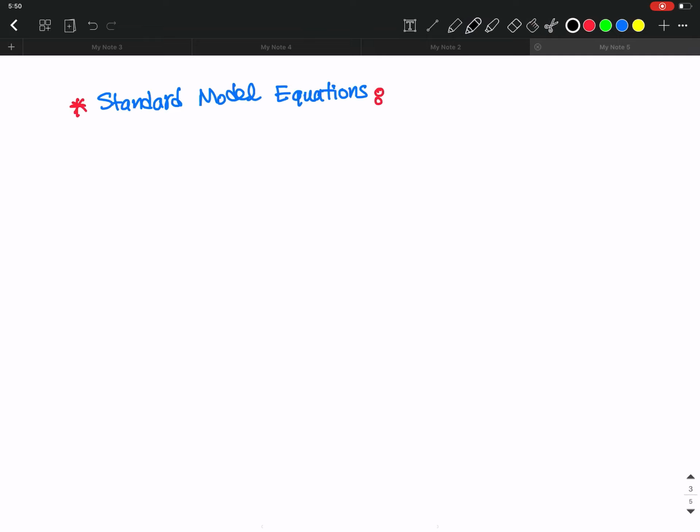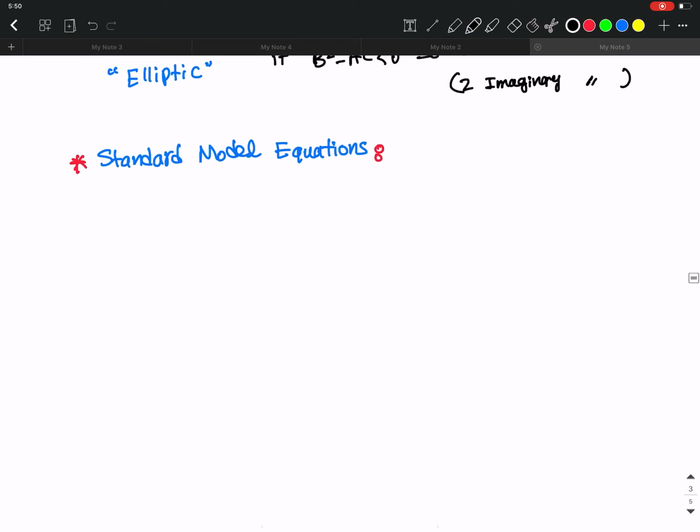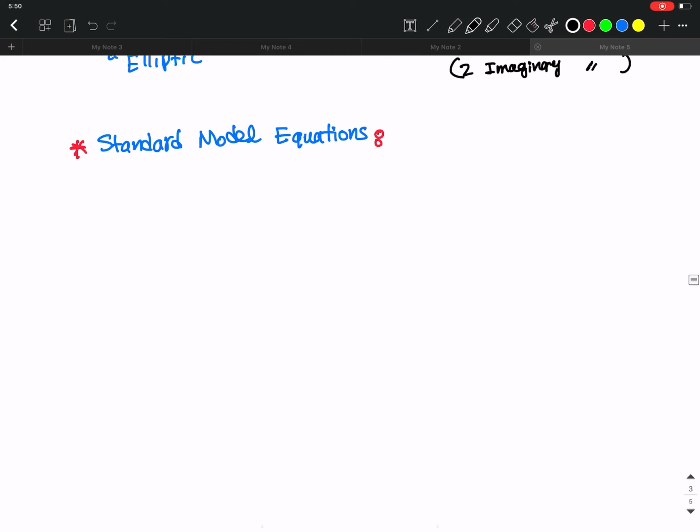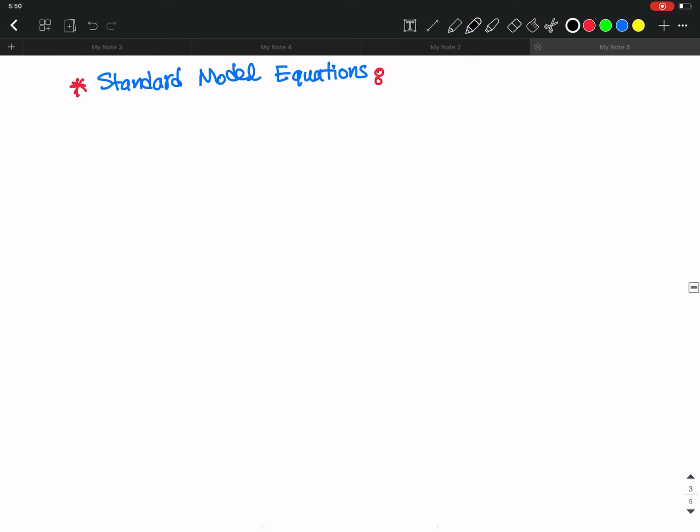Okay, so now let's continue our discussion on these second order linear PDEs. And I want to come back, after defining these three types of equations, hyperbolic, parabolic, and elliptic, to the standard model equations that we introduced at the beginning of the course, and now examine their characteristics and see what type those equations are.